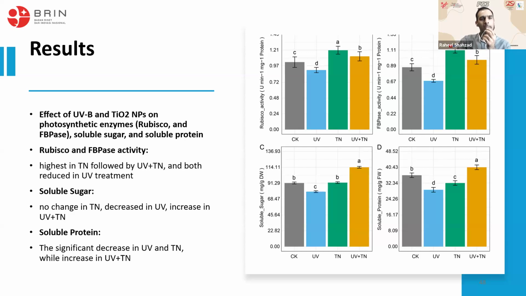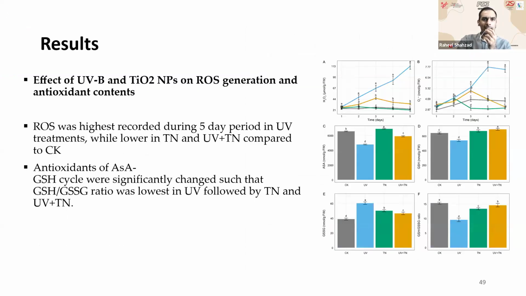So we have checked the effect of the nanoparticles on photosynthetic enzymes, Rubisco and FBPase, and some other osmolytes like soluble sugar and soluble proteins, and we find very significant differences. Again, we have also checked whether ROS generation is higher in which group. So we find an obvious reduction in the UV plus TN group.